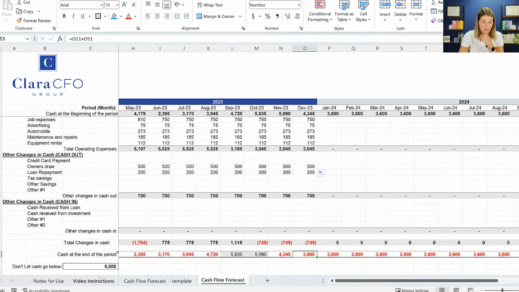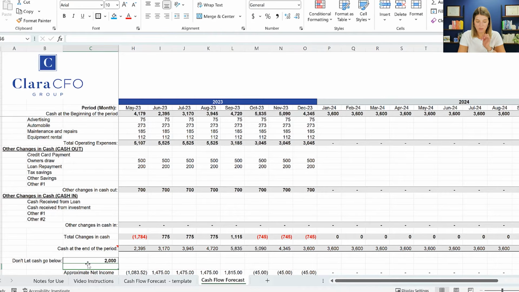Okay, and I have this item down here that says don't let cash go below a certain number, and this is a formula, so these numbers down here at the bottom will turn red if the number is below whatever number you type in here. So if I put 2,000 in for this business, basically if $2,000 is his comfort level in his bank account, he's fine because he actually never goes under $2,000 in this cash flow forecast.